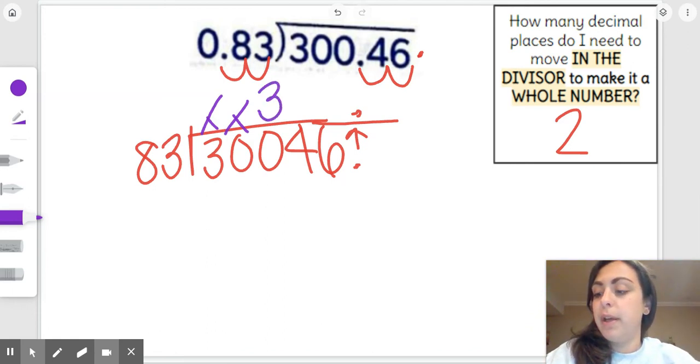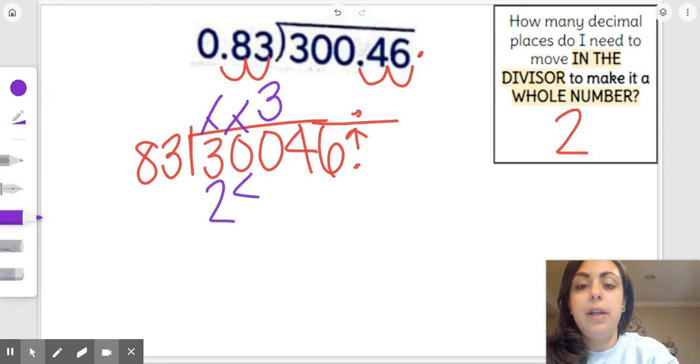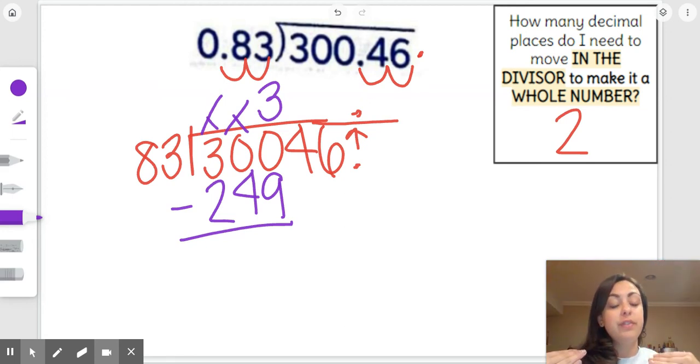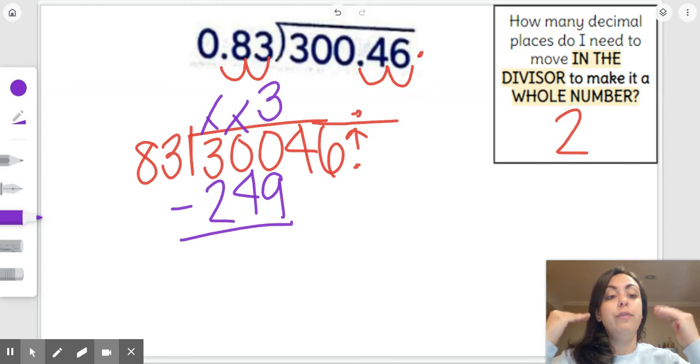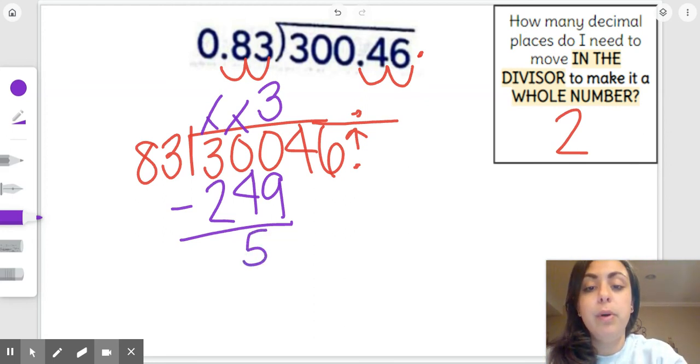Okay, so I multiply 83 times 3 to get 249. If I had $300 and I took away $250, my answer would be 50. But I have $300 to take away 249, so my answer is going to be one more. It's going to be 51. Bring down that 4.